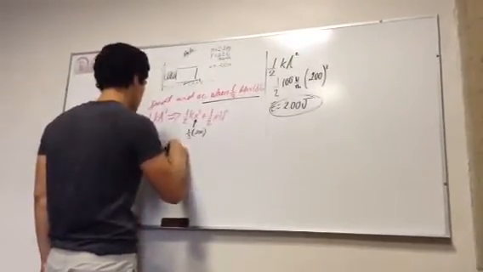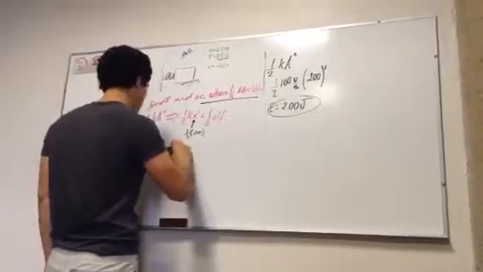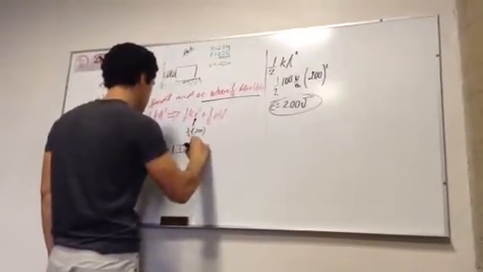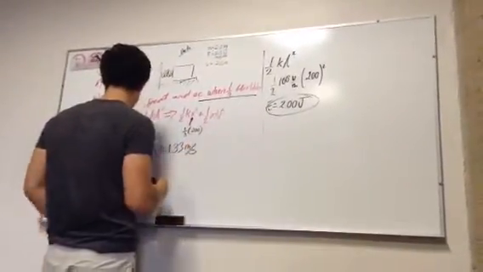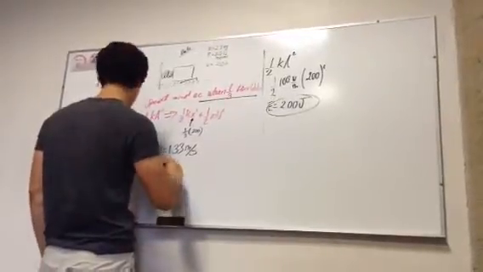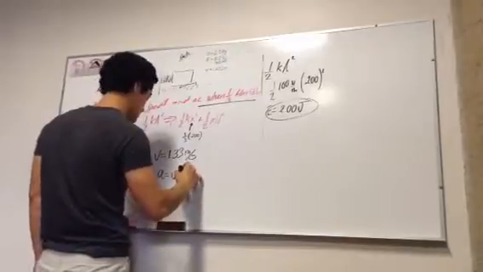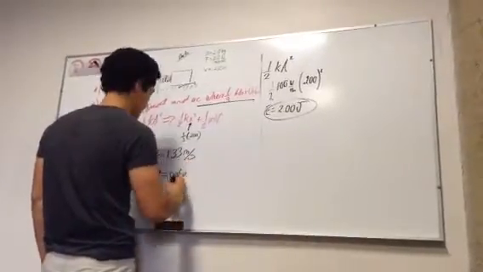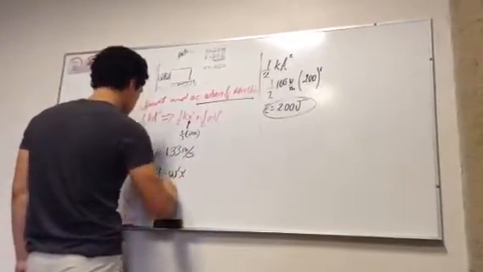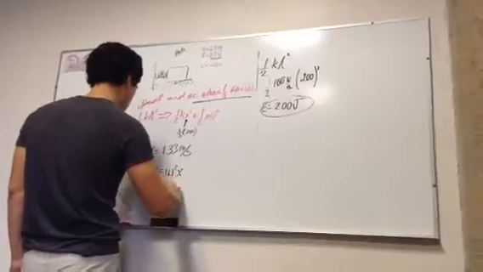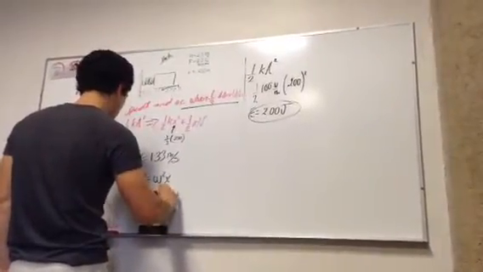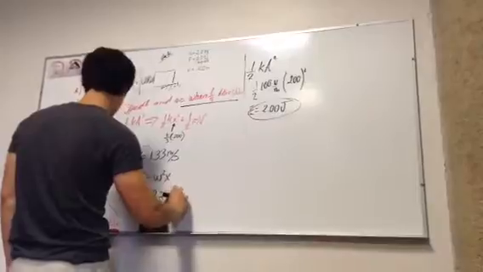By solving this, we obtain that the velocity is equal to 1.33 meters over second, and the acceleration is given by omega squared times x. By solving this, we know that it's equal to 3.33 meters over second squared.